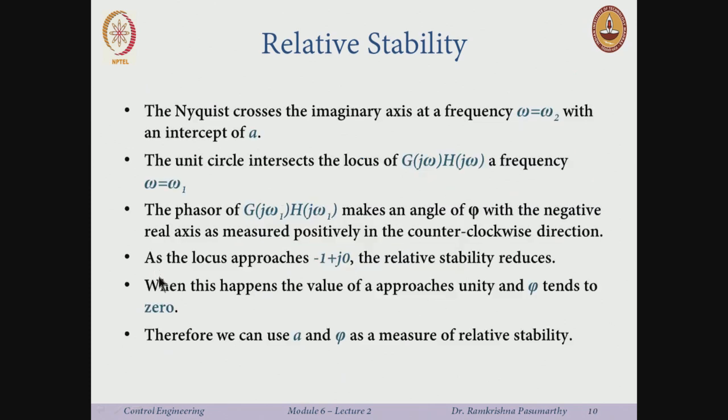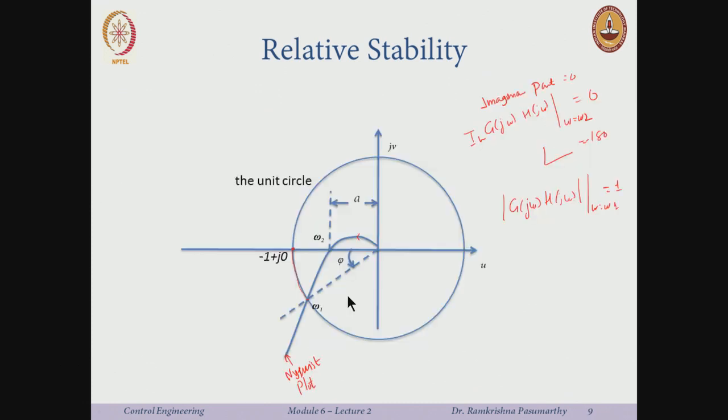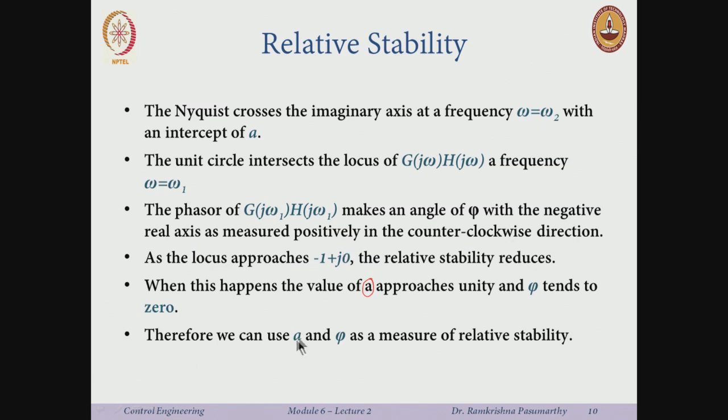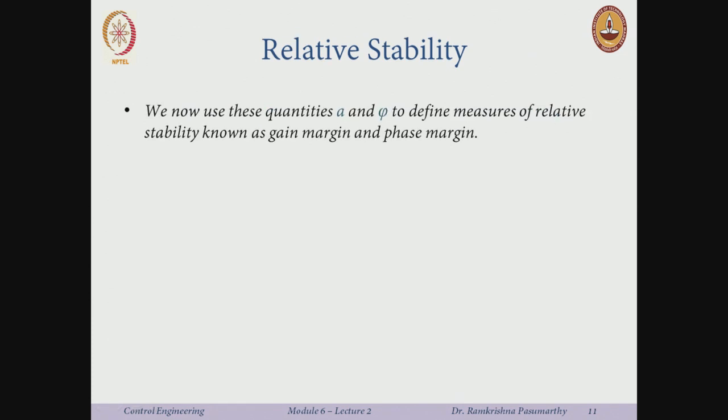And then well, this is now known to us, and we know why this is true, that as the locus approaches minus 1 plus j 0, the relative stability reduces, okay. And this happens in two cases. This happens when the value of A approaches unity or phi approaches 0, or if I measure from here, the angle of G(j omega) should be minus 180. So, A approaching 1 would be bad news for me. In a similar way, phi approaching 0 will also be bad news for me, okay. So, therefore, we use A and phi as a measure of relative stability, okay.